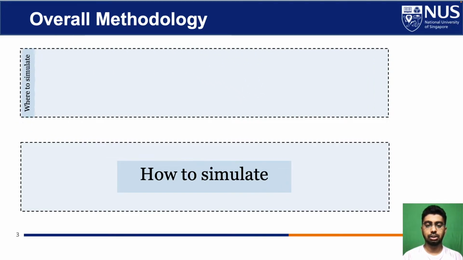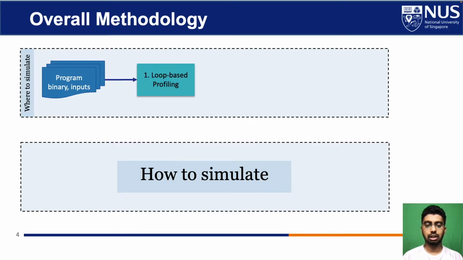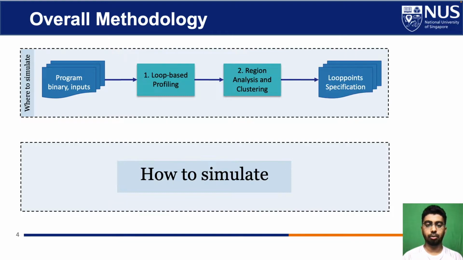We will answer the first question considering the repeating nature of applications. We have a multi-threaded application with inputs to evaluate its performance. We first slice the application into different chunks. To accomplish that, we perform loop-based profiling to identify loops and to generate global basic block vectors or BBVs of the application. The BBVs are clustered using standard clustering techniques. We choose a representative BBV from each cluster that can be used to generate representative regions or loop points.